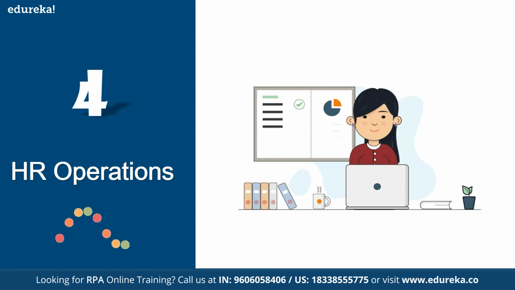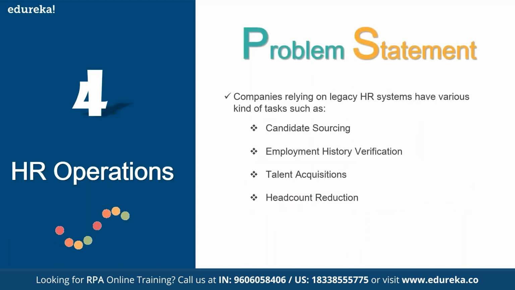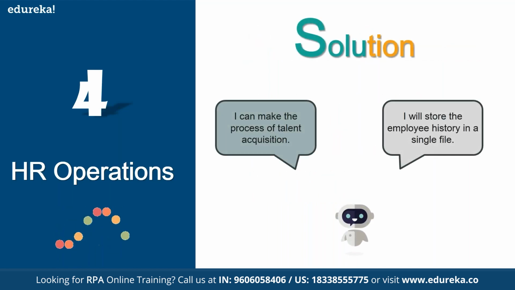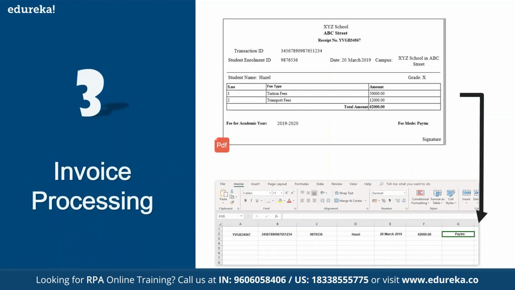Next, HR operations. What are the different HR operations that generally take place in an organization? Candidate sourcing, employee history verification, talent acquisition, headcount reduction. All these are HR operations that generally take place in every organization, and RPA can be used in that case. How? It can process the talent acquisition process, the hiring process. Your bot can be used in the hiring process, and it can maintain the employee's history data wherever you want. So that is one of the other projects that can be implemented.